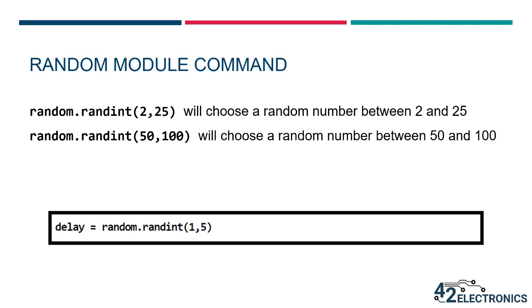And then you can use this in a program by setting a variable equal to this random value, such as in this code box. So this will cause the command random.randint to choose a random integer between 1 and 5 and then save that value in a variable called delay.